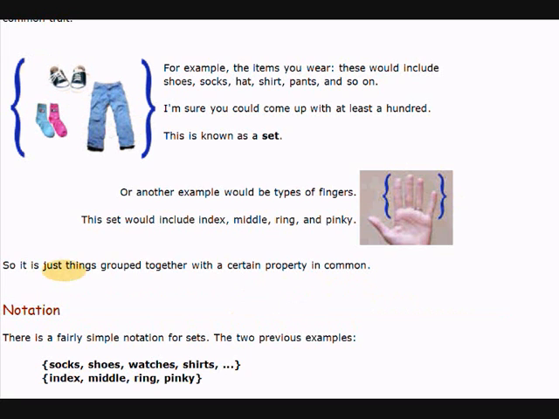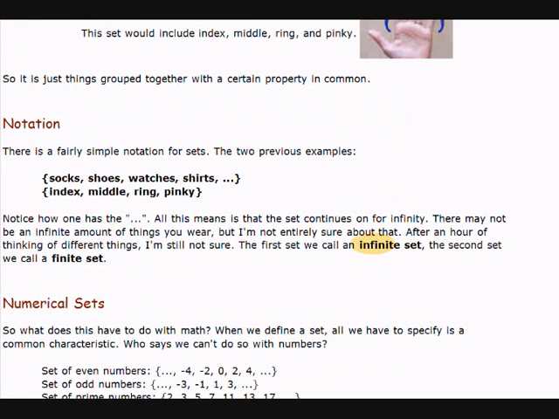There is a fairly simple notation for sets. The two previous examples, socks, shoes, watches, shirts, etc. is a set. Index, middle finger, ring and pinky. Here the set is very clear because there are no more fingers. Here socks, shoes, watches, it goes on. It's an infinite set. The "etc." here means that the set continues on for infinity.